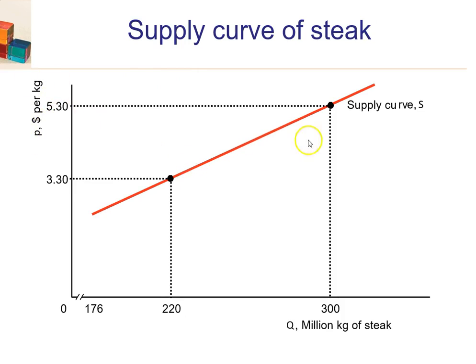This holds people's preferences for steak constant. This holds government actions and regulations constant. This holds other cost components that influence our ability to supply steak constant. This is a supply curve for steak.